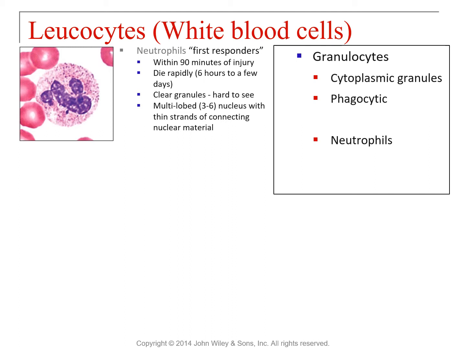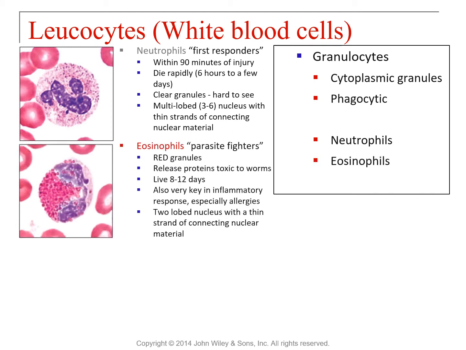Under the microscopes that we've got, you wouldn't be able to see their granules because they're clear and difficult to see. But the main characteristic you can pinpoint is the multi-lobed nucleus. It looks like it's got 3 to 6 nuclei with just really thin strands of connecting nuclear material. So that's what neutrophils look like. Again, first responders, die rapidly, phagocytic.